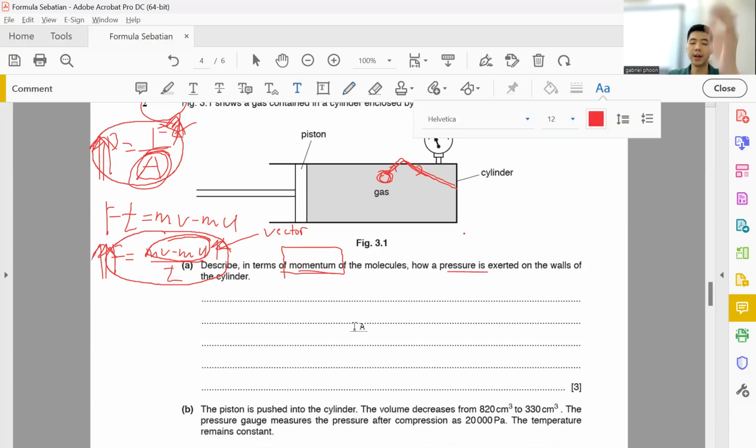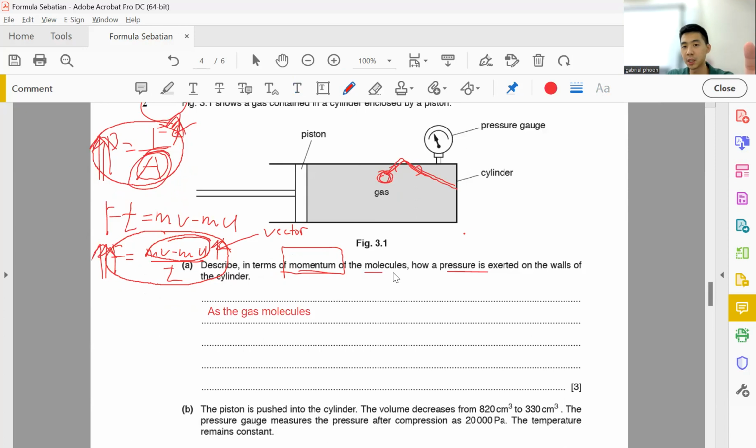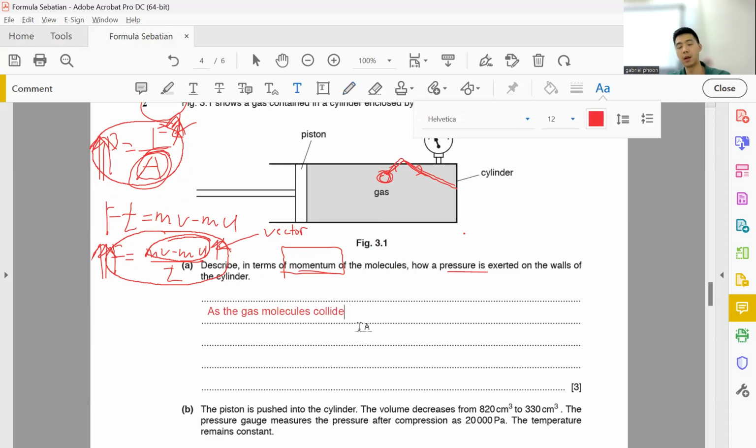So you can really write anything, but if you want to write as the gas molecules... One more pro tip, guys. If the question says molecules, you better write molecules. If they write particles here, you better write particles here also. It's a pro tip. If not, you're wrong. Gas molecules collide against the walls of the cylinder.